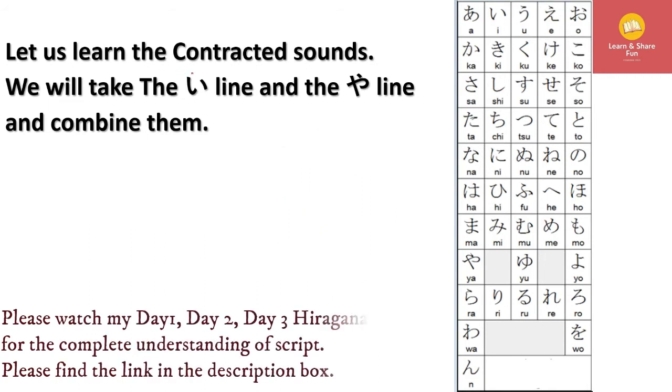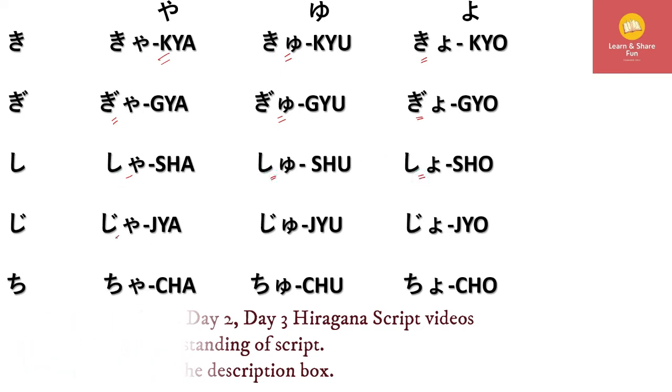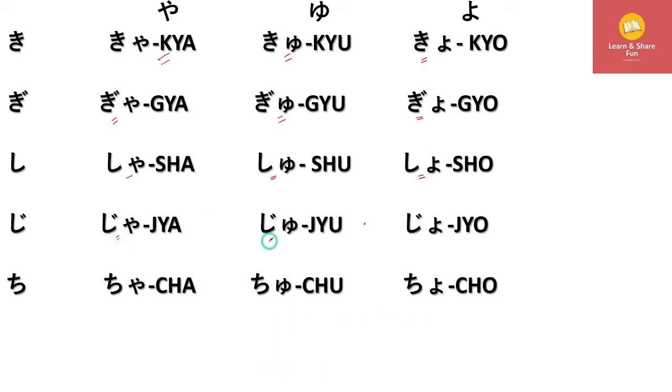Now let's learn all the contracted sounds. This one is kya. This one is kyu. This one is kyo. This one is gya. This one is gyu. And this one is gyo. This one is sha. This one is shu. This one is sho. This one is ja. This one is ju. And this one is jo. Next is cha, chu, cho.